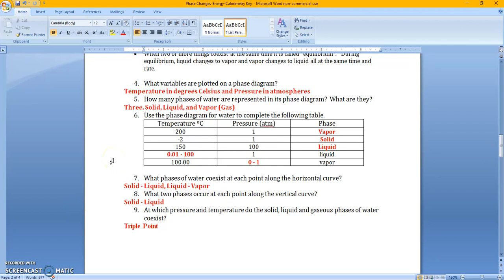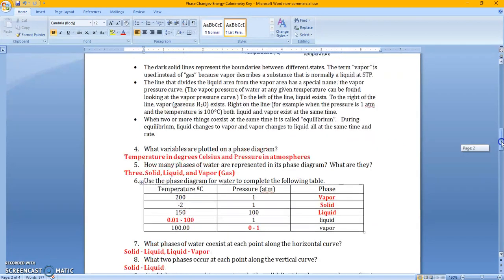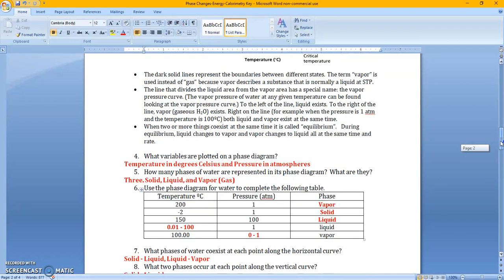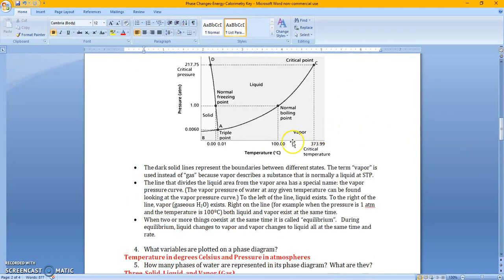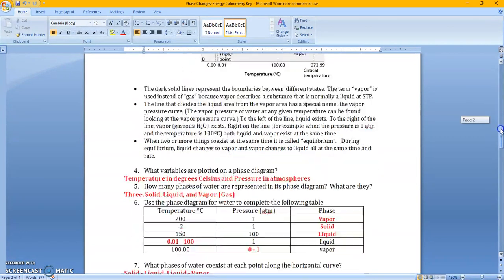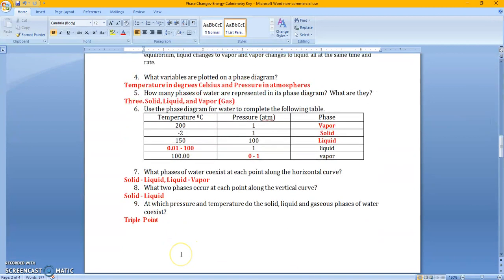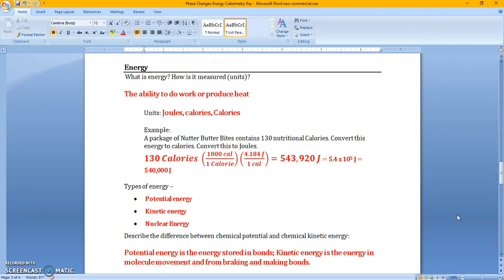Every line represents two phases, and then the triple point represents all three at once. If I look at the graph, I can trace 200 degrees and 1 atm pressure. So 200 degrees is about here, 1 atm is about here. It's in the vapor phase. So check yourself, see if you got that right. That's phase changes.